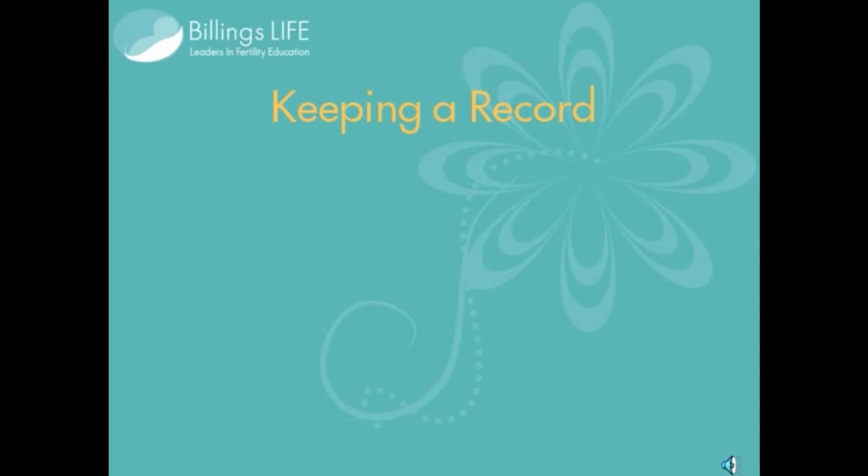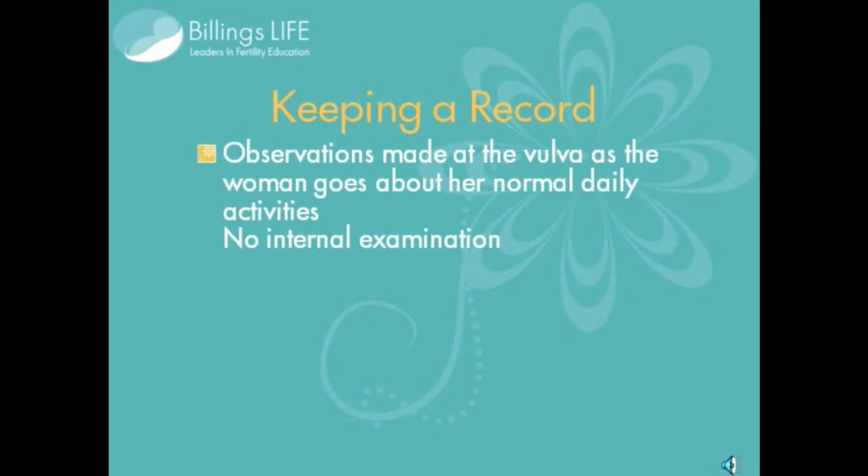To use the Billings ovulation method, a woman must keep a daily record. She records at the end of each day the observations she has made throughout the day. These observations are of her sensations experienced at the vulva and any discharge she may have seen as she goes about her normal activities. She does not need to touch the vulva or the mucus or make any internal examination to make these observations, as this will lead to confusion.